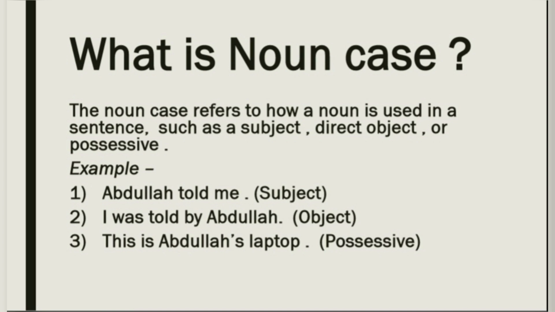Let's see some examples. Abdullah told me. Here Abdullah, the noun, is used as a subject in the sentence. Next is, I was told by Abdullah. So this noun Abdullah is positioned as an object here. The noun is working as an object. The next example is, this is Abdullah's laptop. This is showing the possession of the noun, so this is possessive case, Abdullah's laptop.